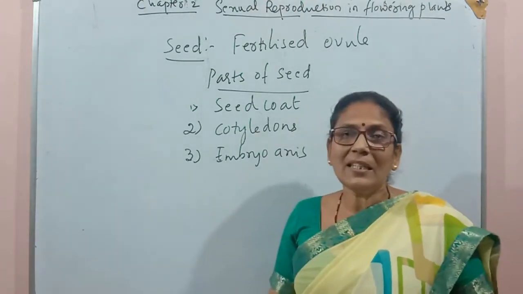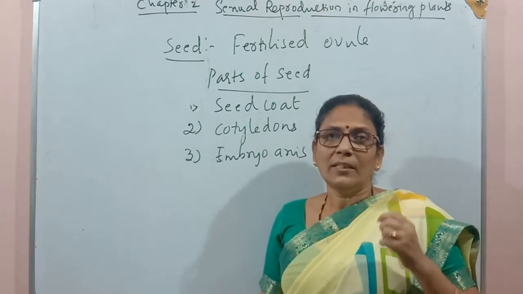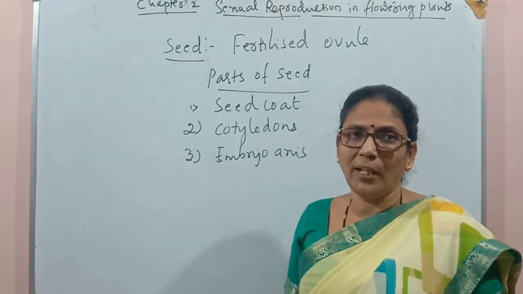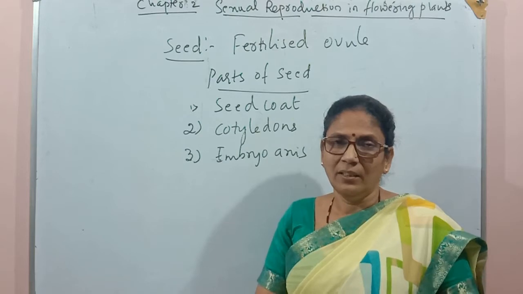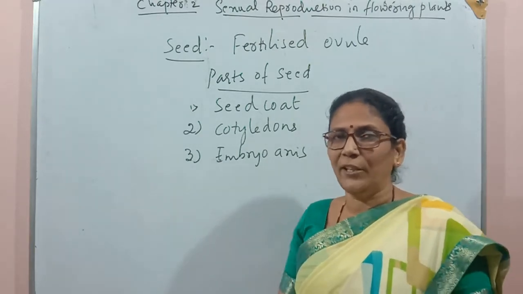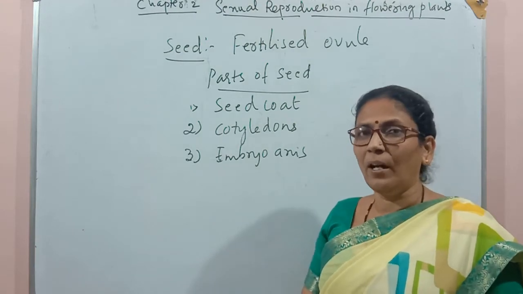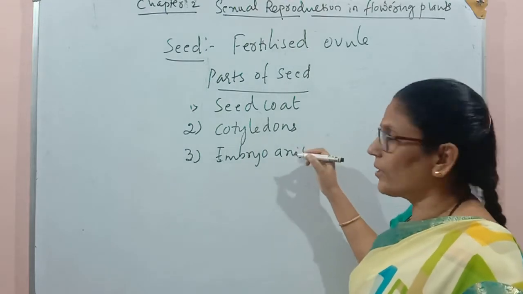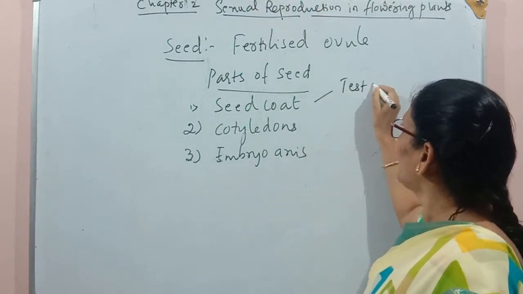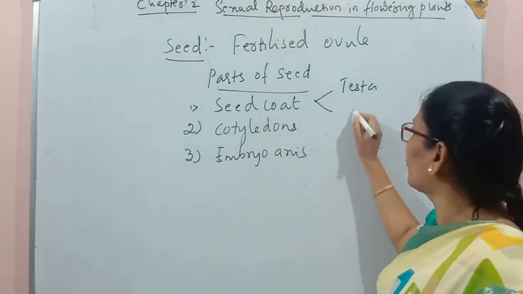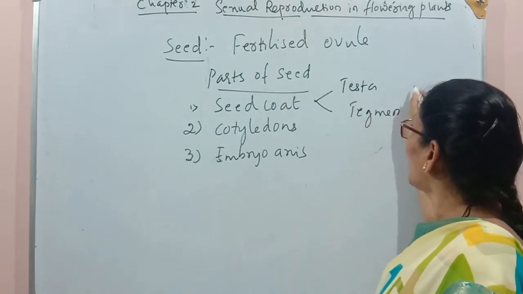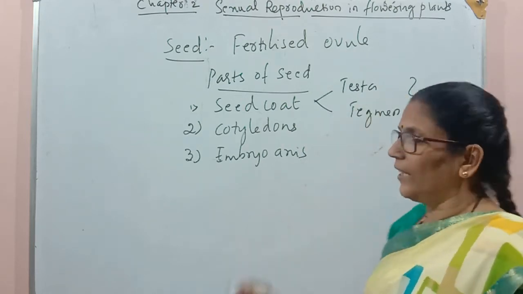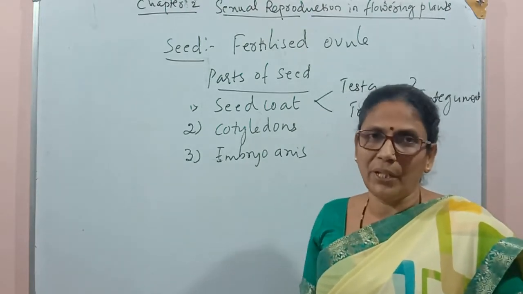First of all, we'll discuss the seed coat. Seed coats are derived from integuments. In the ovule structure, we have discussed the integuments. There are two protective layers, which we call the integuments. These integuments become hardened and become seed coats. There are two seed coats. The outer one is called the testa, and the inner layer is called the tegmen. These are derived from the integuments, and the importance of the seed coat is protection of the embryo.